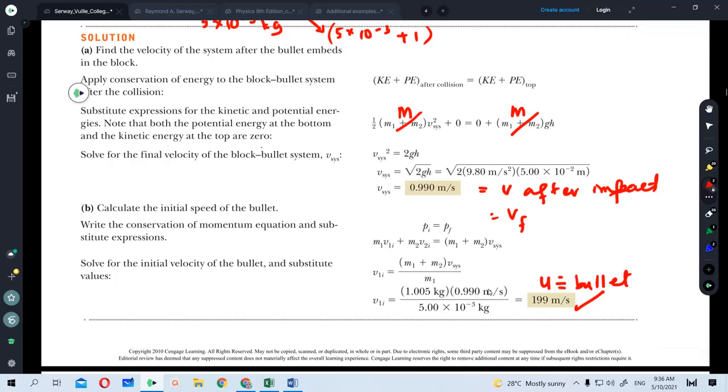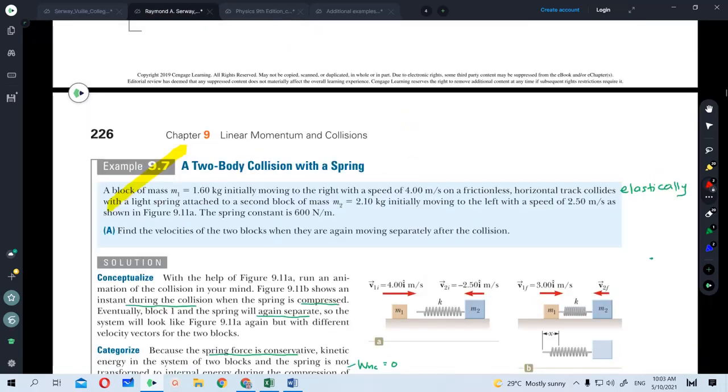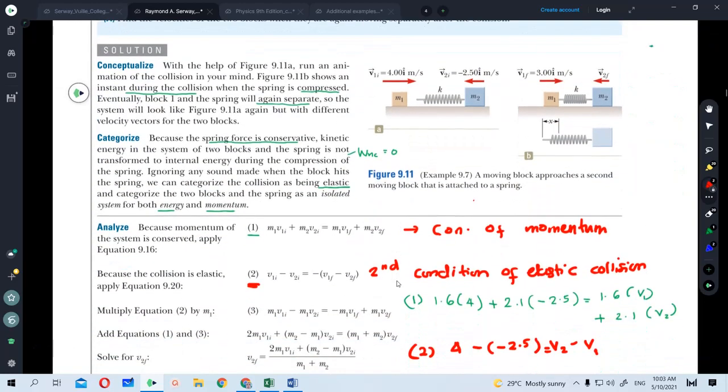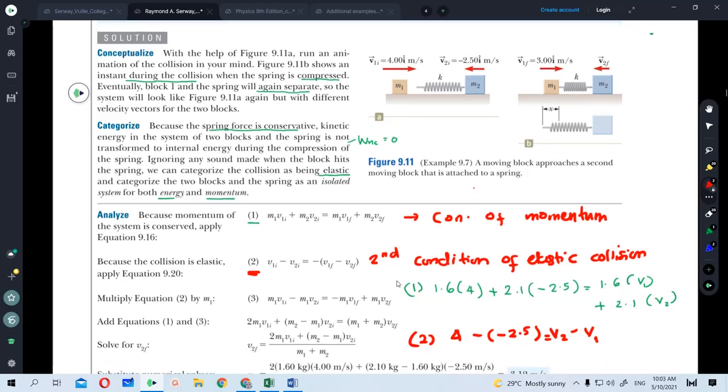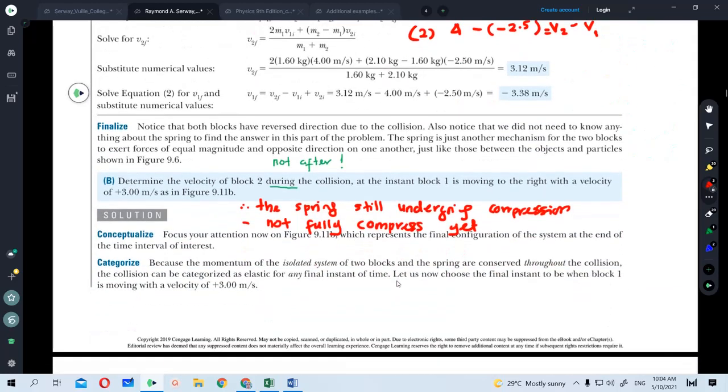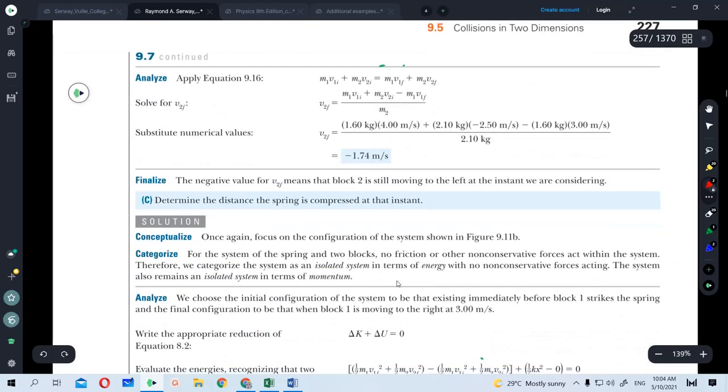Okay, give it a try. Now, in example 9.7, you will be given two objects that are supposed to collide with one another, but in between them, there is a spring. So, you will be asked, if the collision is elastic, three things. Number one, what will be V after their collision? And then what will be V during the collision? And finally, the amount of compression at that very specific time.